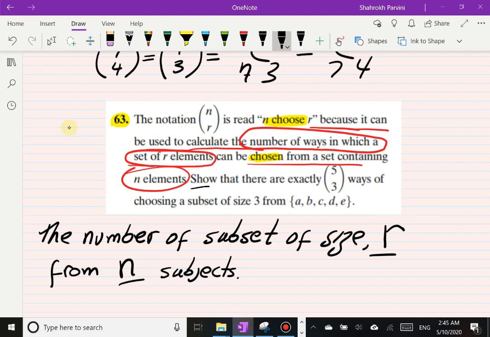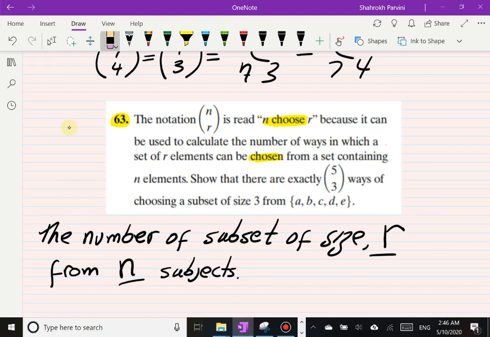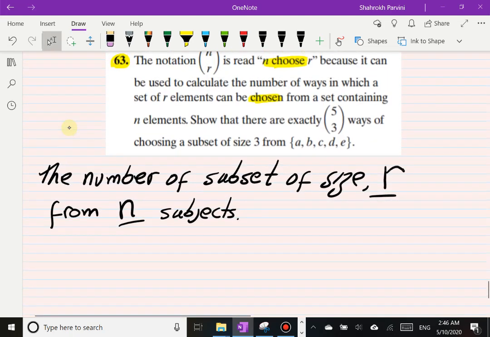So in this exercise, it says show that there are exactly 5 choose 3 ways of choosing a subset of size 3 from the first 5 letters of the alphabet. Okay, so now let me remove some of this clutter so you can read this. It says show that there are exactly 5 choose 3 ways. Well, what is 5 choose 3? First of all, let's see how many there are.